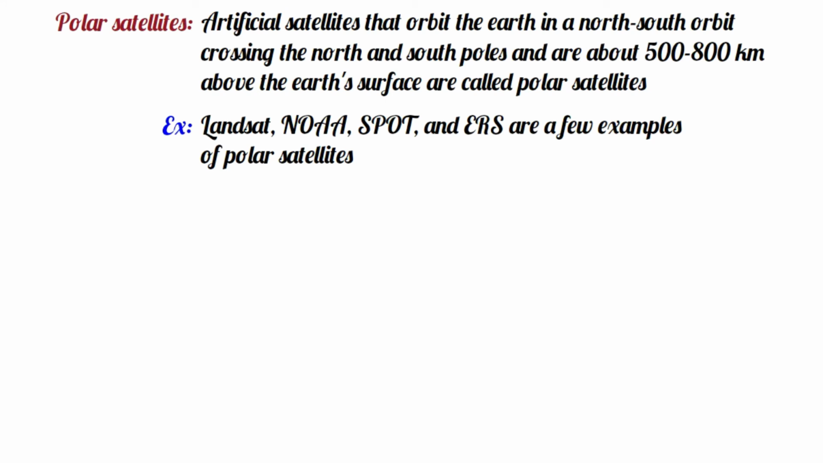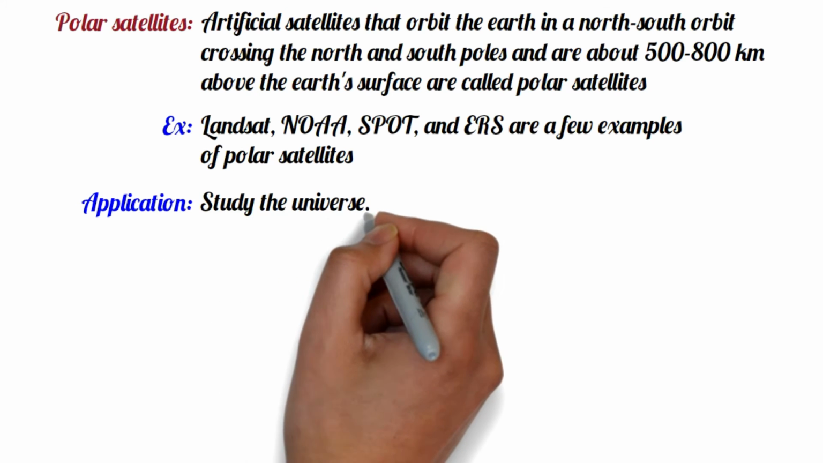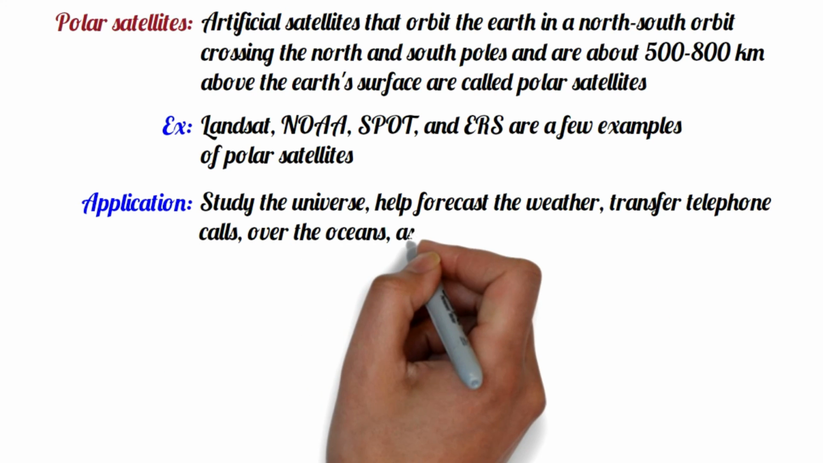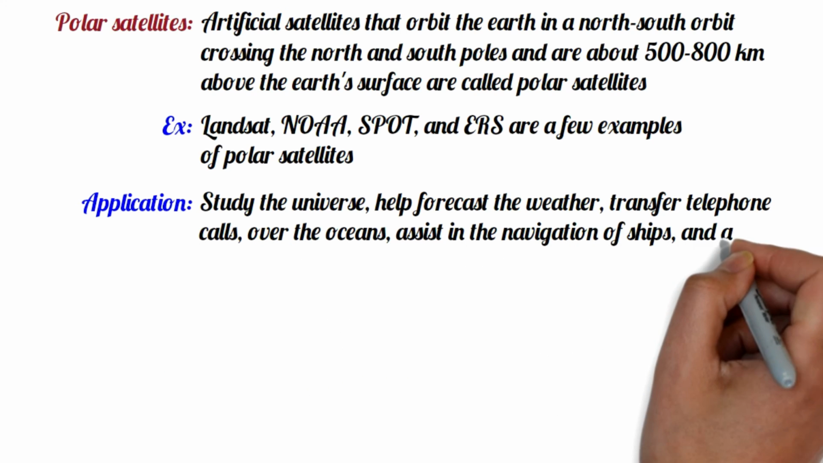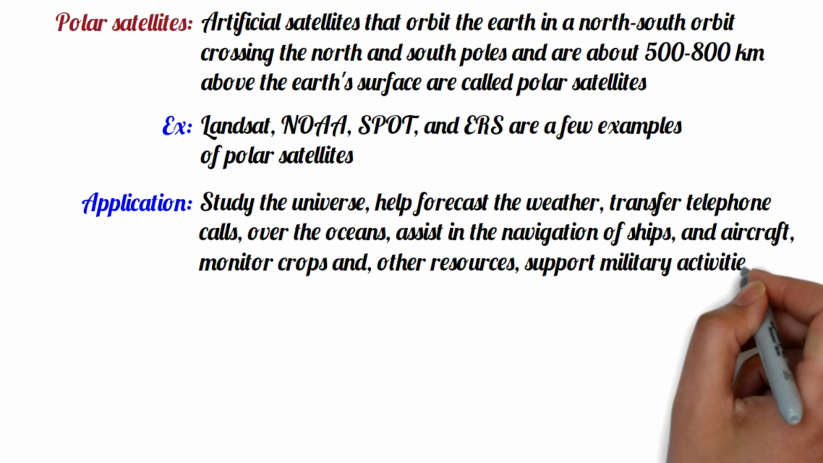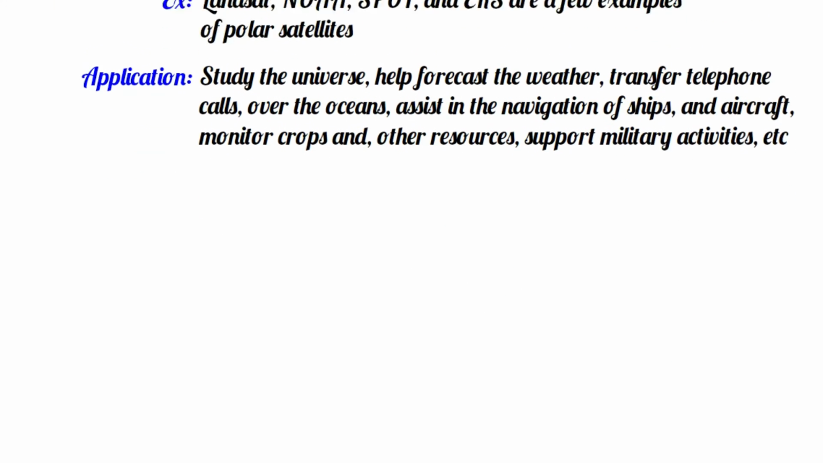These are low-orbit satellites. Basically, they are used to study the universe, help forecast the weather, transfer telephone calls over the oceans, assist in the navigation of ships and aircraft, monitor crops and other resources, support military activities, etc.